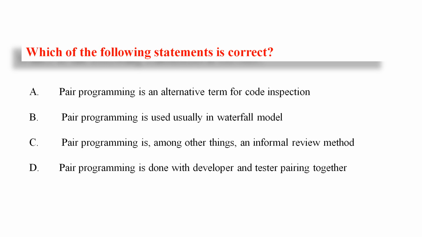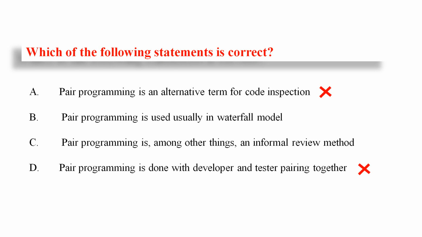Simple, right? Now see, which option is the correct option? Pair programming is totally informal because they themselves are sitting together and doing it. There is no planned one. That is not an official activity. Pair programming, right? Now see the options. Pair programming is an alternative term for code inspection. No, because pair programming is not an alternative for code inspection.